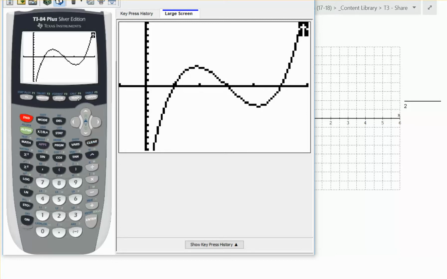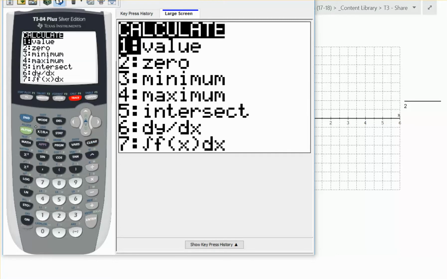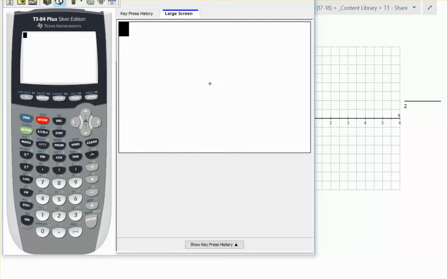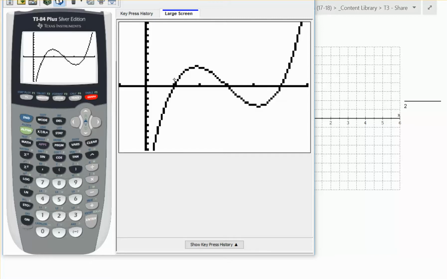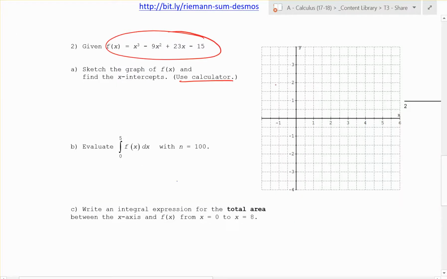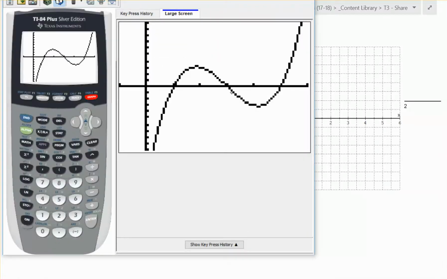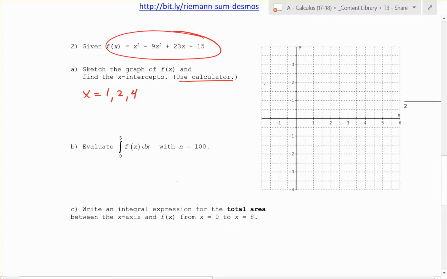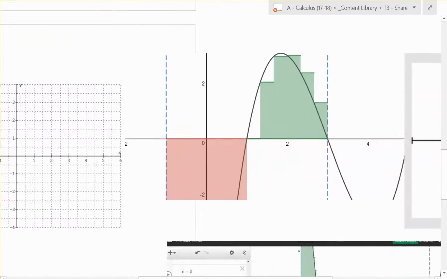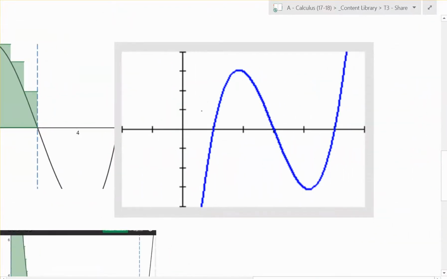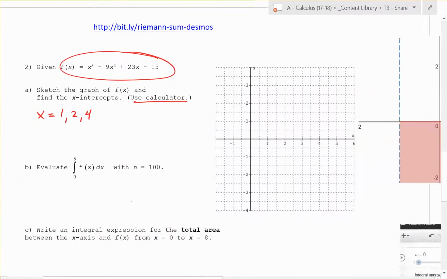If you use the second calc function and do left bound and right bound and guess, you will find that the 3 values here, so I go back, it's going to be 1, 2, and 4. So the x-intercepts are 1, 2, and 4. Just look at that one more time. 1, 2, and 4. So if we sketch the graph, it kind of looks like this right here. So it comes in at x equals 1, x equals 2, and x equals 4. It's important for the next section of questions here.